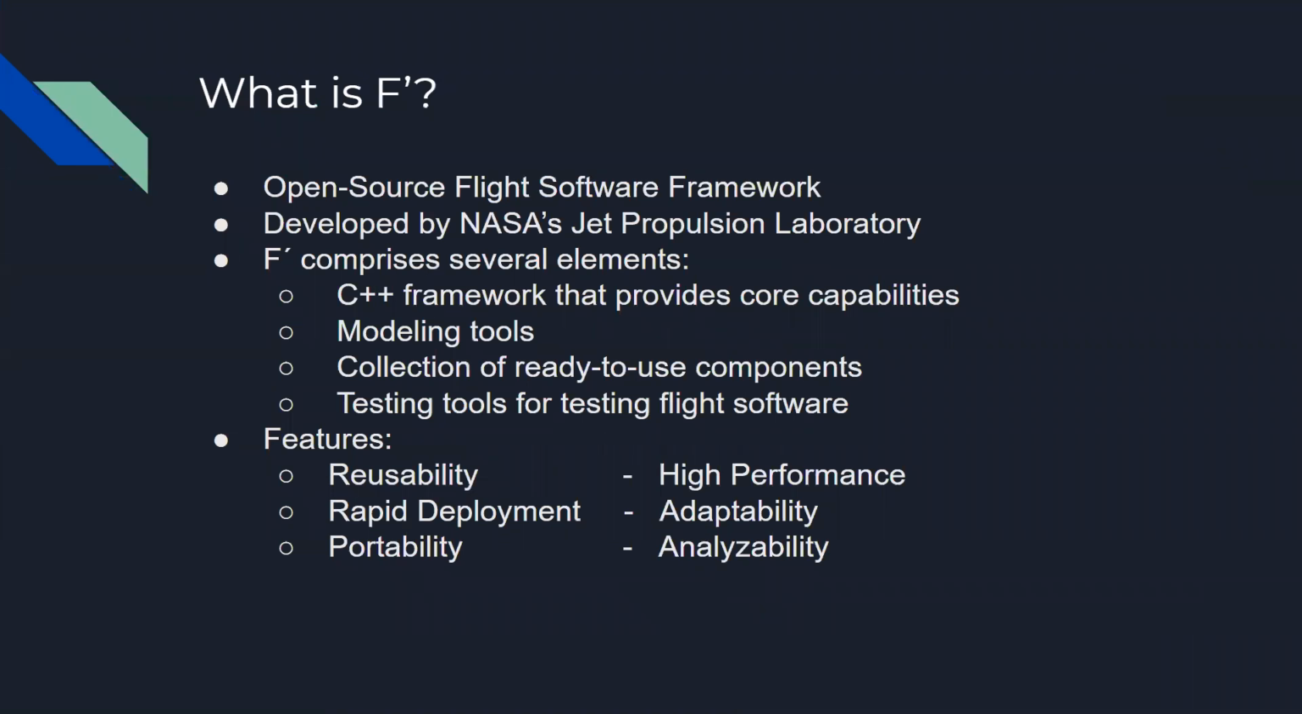What is F-prime? F-prime is a flight-proven, multi-platform, open-source flight software framework. It was developed at JPL and successfully deployed on several space applications. F-prime comprises several elements, like a C++ framework that provides core capabilities like message queues and threads. It has tools for components, connections, and it's able to automatically generate code.